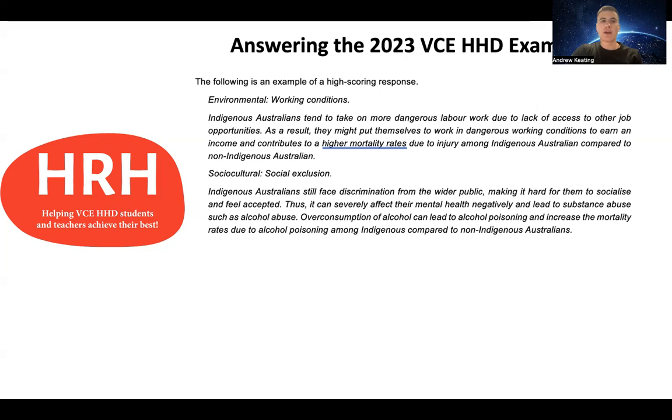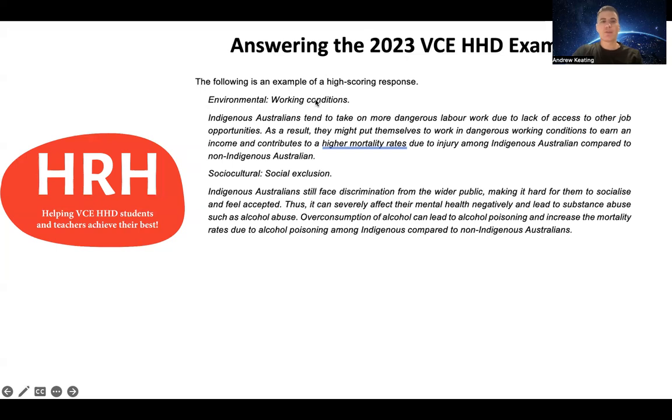So the factor they chose for environmental factors were working conditions and for sociocultural, social exclusion. I tend to try to talk to my students about having a pretty specific structure when it comes to answering these questions, because I think that your first sentence should typically mention both of the groups that you're focusing on and comparing this particular factor for those groups.